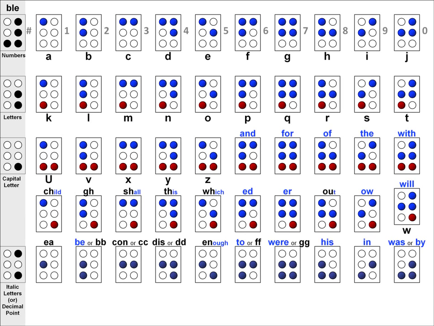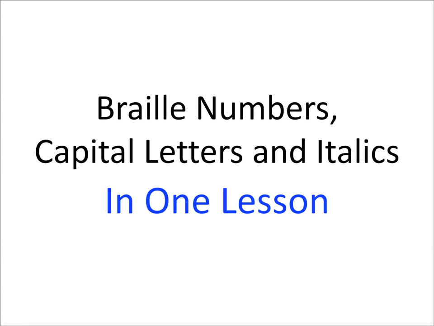So, let's add back the 50 cells that we learned about in the previous video. And now in the next video, we'll take a look at punctuation marks, as well as the other 10 Braille cells that we haven't looked at so far. So this has been Braille numbers, capital letters, and italics in one lesson.